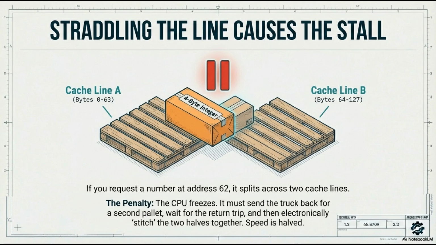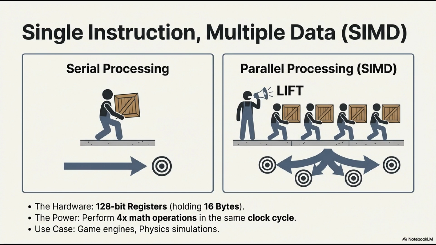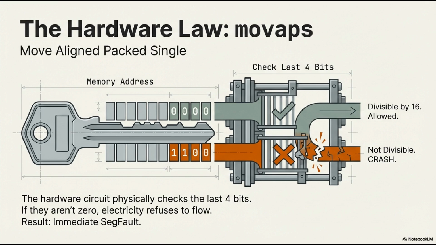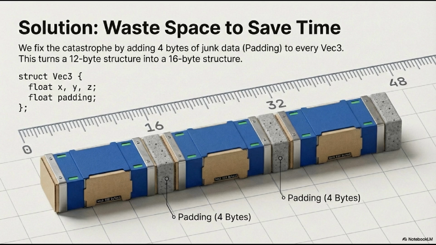Exactly. And that is why hardware engineers chose 16 bytes. They want the calculation of addresses to be instant. If they built a 12-byte register, the computer would have to stop and do slow multiplication every single time it wanted to find the next item in the list. That would completely destroy performance.